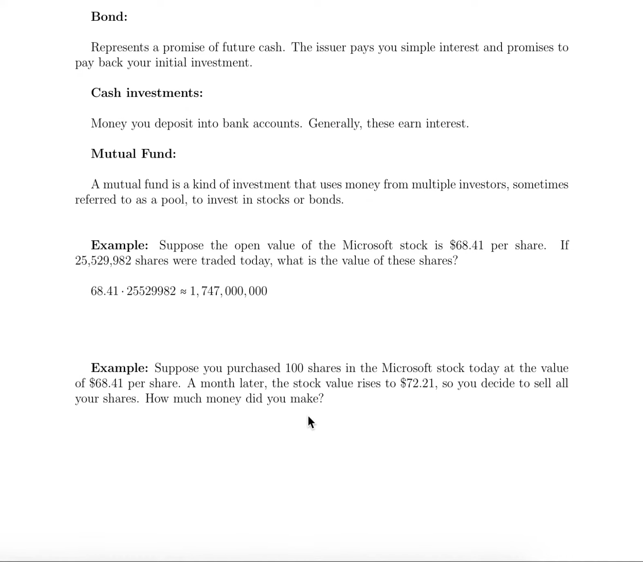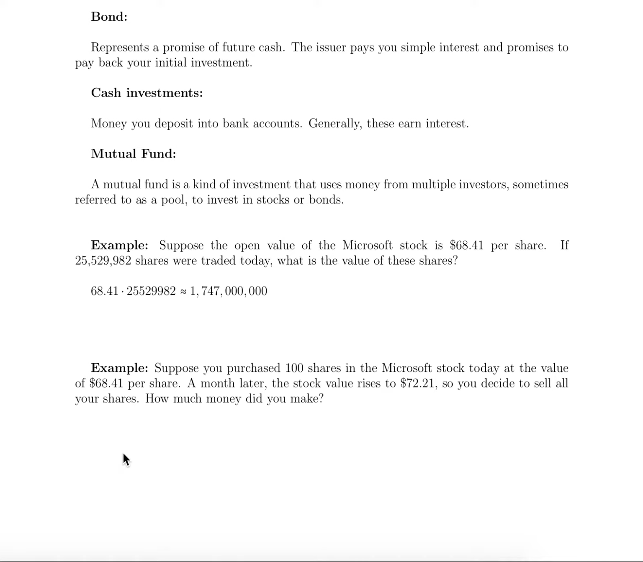Okay. Next. Suppose you purchase 100 shares in the Microsoft stock today at the value of $68.41 per share. A month later, the stock value rises to $72.21, so you decide to sell all your shares. How much money did you make?